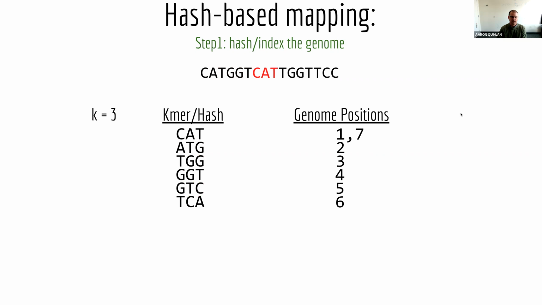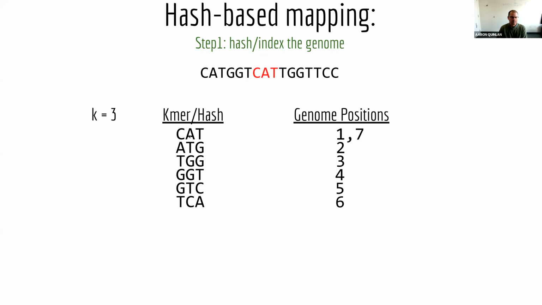But when we get to CAT again, we don't add a new entry to this table. We track the fact that we've seen CAT before. The first time we saw it was at position 1, but we've seen it again now at position 7. So we're building up a table of all the distinct k-mers that exist in the genome and the list of their positions.